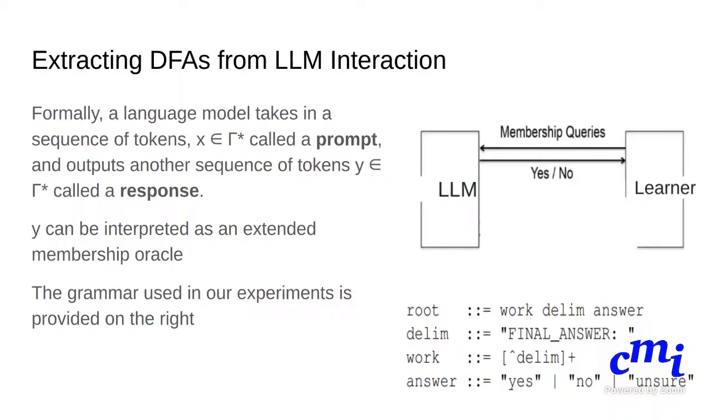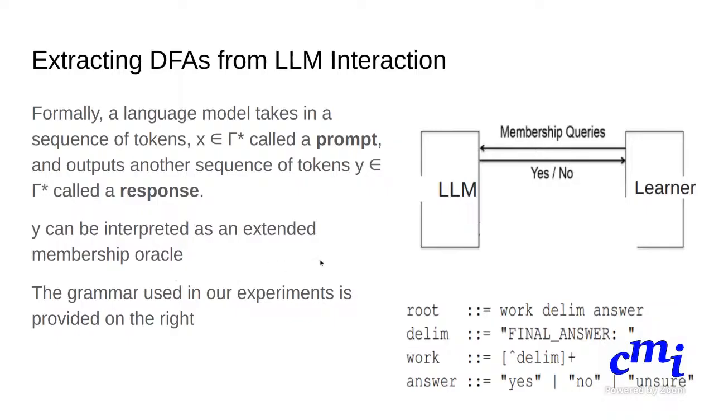So this is a general LLM interaction. A language model takes a sequence of tokens, which could be the sentences or queries that you ask an LLM. It's called a prompt, and then the LLM gives a response. We call it the response Y, and then Y can be extended as a membership oracle, or the answer for the membership query.